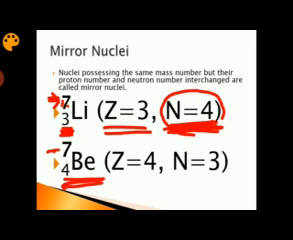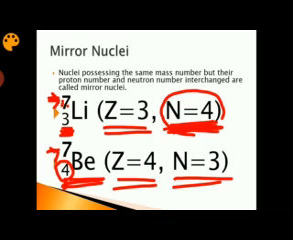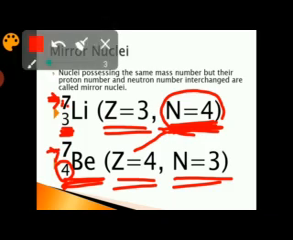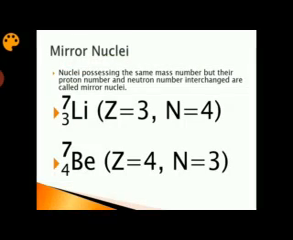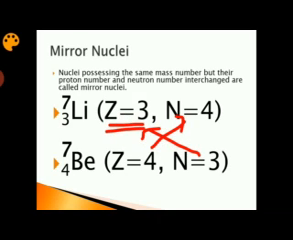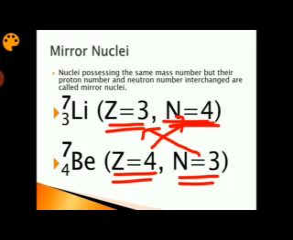And here in this case, the number of protons is the bottom number 4. The number of neutrons will be obtained by subtracting 4 from 7. So 7 minus 4 is 3. So if you compare these 2 nuclei, the proton number and the neutron number are interchanged. Here the proton number is 3 and here the neutron number is 3. Here the neutron number is 4 and here the proton number is 4. So such an interchange of the number of protons and neutrons is called mirror nuclei.